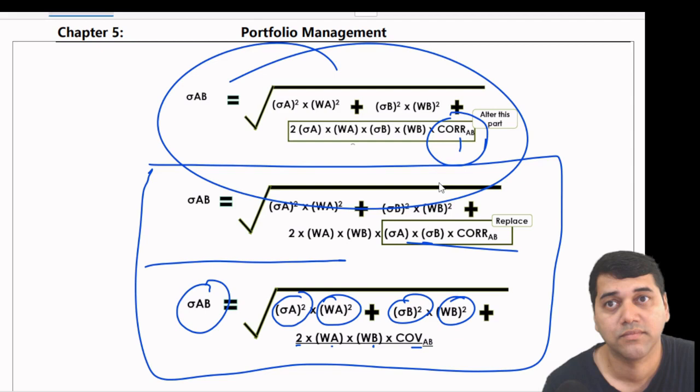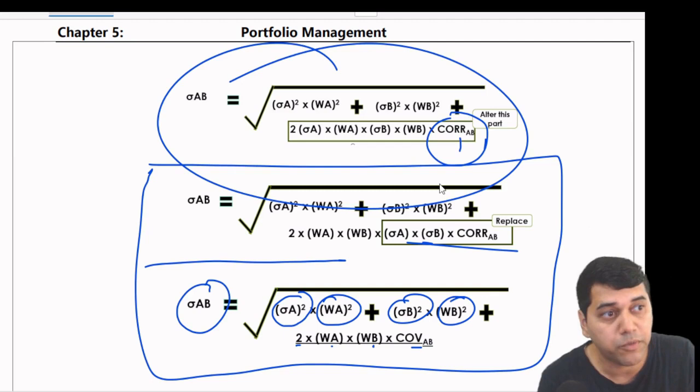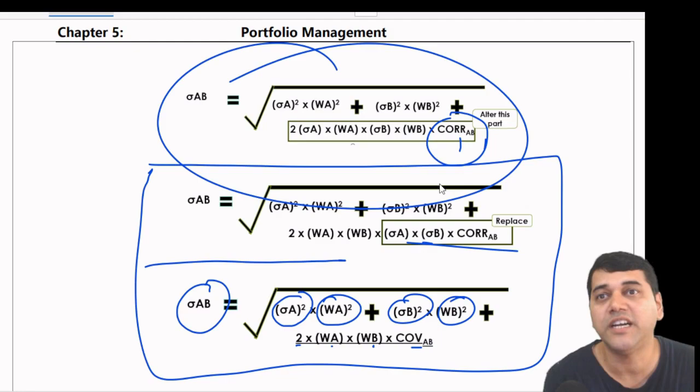Without calculating covariance, you cannot calculate the correlation. And without calculating correlation or covariance, you cannot calculate the risk of the portfolio, because risk depends upon the relationship between them. Return depends upon the weight. That's what I told you before.